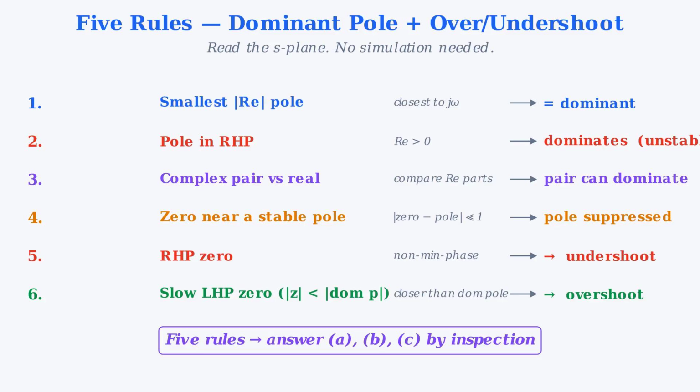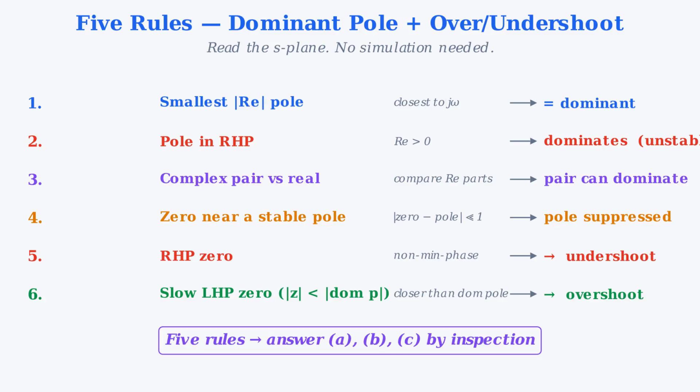Rule 3. A pair of complex conjugate poles with negative real part but small magnitude can dominate over a more distant real pole. Compare the real parts, not the magnitudes. Rule 4. Pole-zero cancellation. If a zero sits very close to a stable pole, that pole is suppressed and the dominant pole becomes the next slowest one.